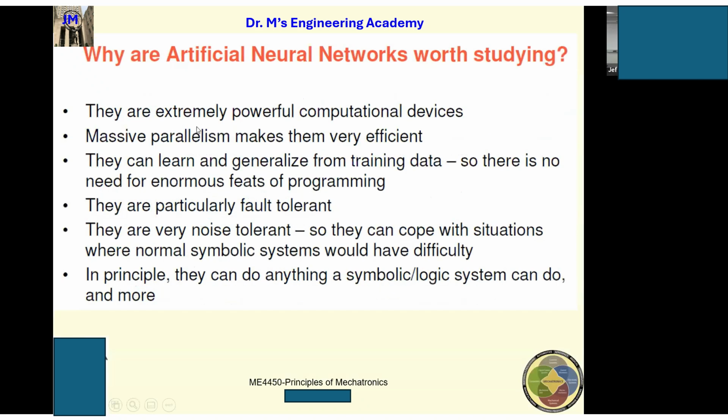So, why are artificial neural networks worth studying? They are extremely powerful computational devices. They can do computations, just like how our brains process data, right? Massive parallelism makes them very, very efficient. And they can learn and generalize from training data. You can train this neural network, and then use the trained neural network to do something for you, right? So this is mimicking how the brain works.